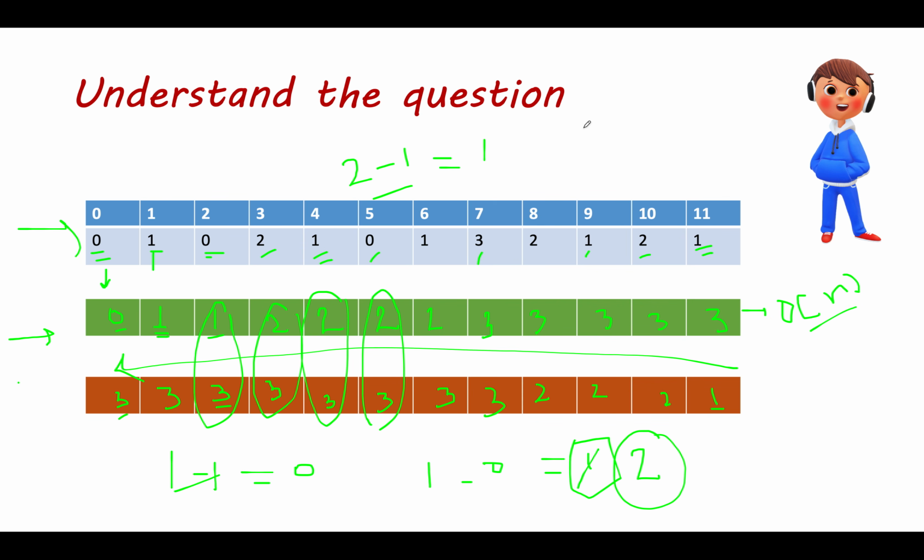Next we have 2 and 3. Minimum value out of these two is 2. 2 minus 0 is 2. 2 gets added to the answer. The answer becomes 4.